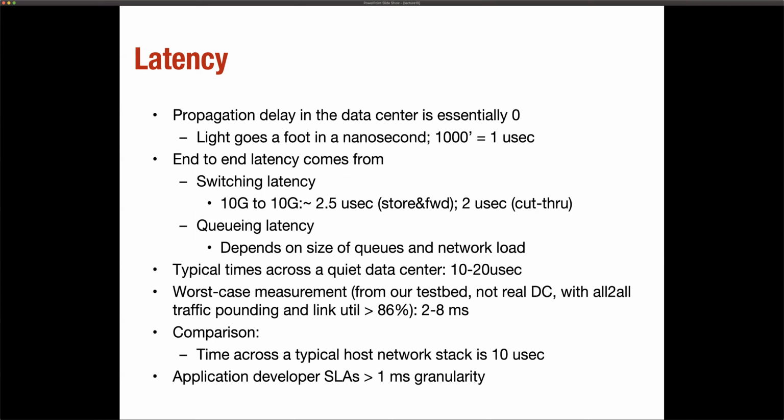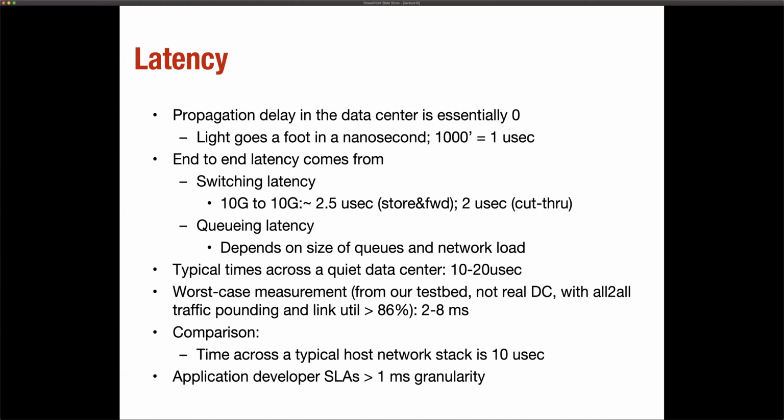Digging a bit more into it, the end-to-end latency for a packet in the data center network comes from two things, because we can ignore propagation delay: switching latency and queuing latency. Switching from 10G to 10G takes approximately 2.5 microseconds. Queuing latency depends on the size of the queue and the load on the network. Typically, in a quiet data center, it takes around 10 to 20 microseconds for a packet to go from one server to the other.